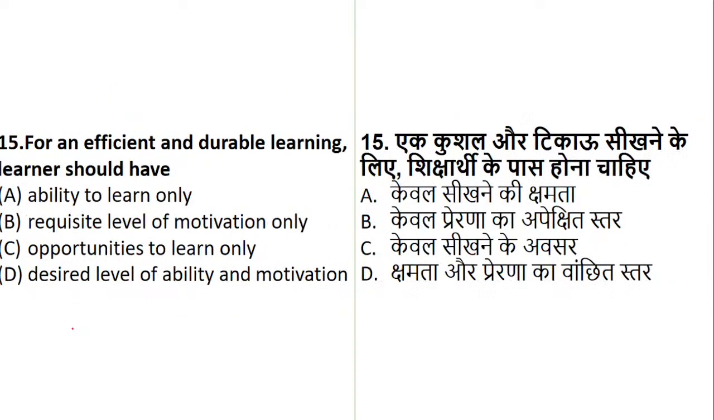For an efficient and durable learning, learner should have what? See, there are two things which are there, efficiency and durability. So learner should have ability to learn only, requisite level of motivation only, opportunities to learn only, desired level of ability and motivation. This is one of the straight answer, but still let me see how do you do it. Okay, 15th question. For an efficient and durable learning, learners should have what?